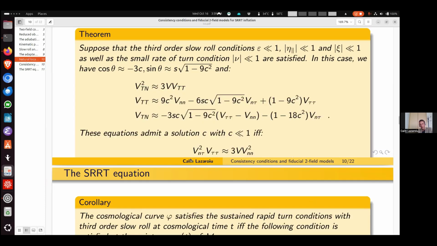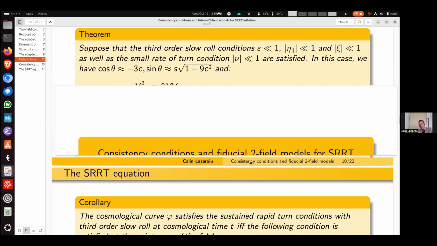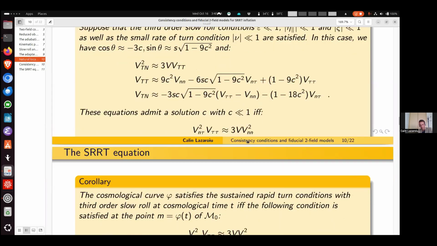So V and tau squared. This was the Hessian of V on this adapted frame n, tau, evaluated at the vectors n and tau. V and tau squared times V tau tau, this is a Hessian of V evaluated at tau and tau, is approximately equal to 3V times V and n squared. This is a Hessian of V evaluated at n, n. Where, of course, approximate means that there is an expansion in certain small parameters, and I don't write the order of the correction. There's a plus of something, but I write it in this schematic form to simplify the presentation.